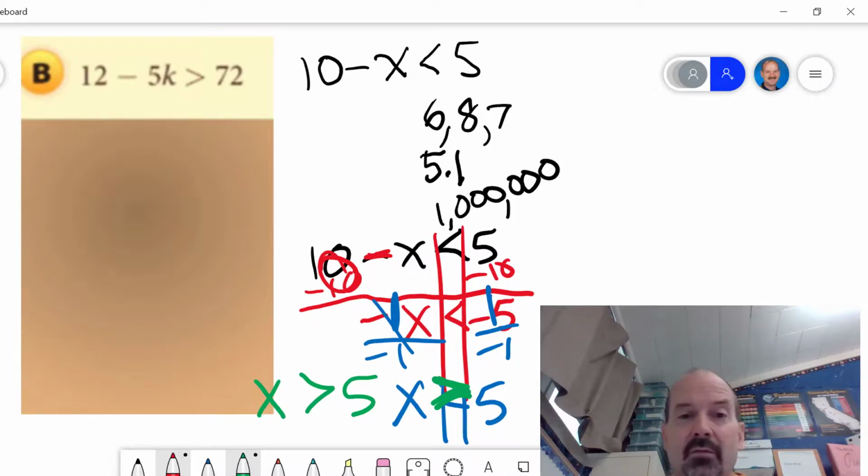But the point is that you have to flip the sign whenever you multiply or divide by a negative. What if you add a negative? Nope, don't have to flip it. There's one other time, and that's when you switch sides of the problem. That'll come in the last video in this series. I'll show you that one. But for now, it's just whenever you multiply or divide by a negative.